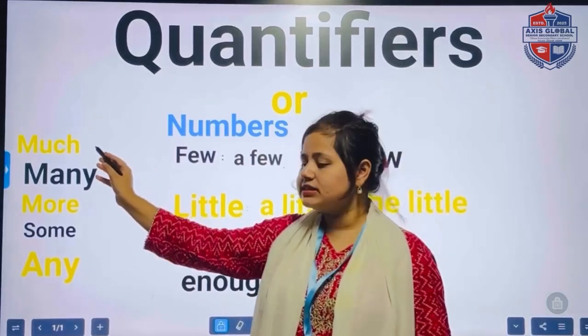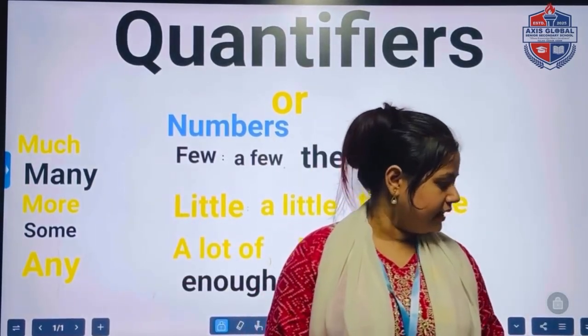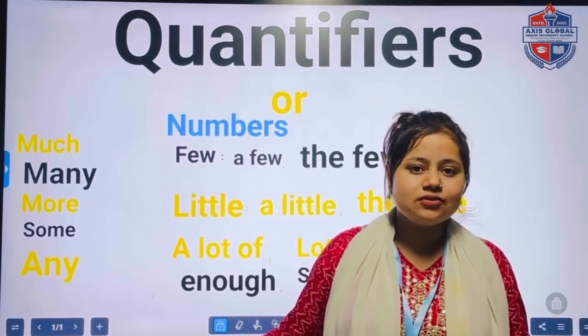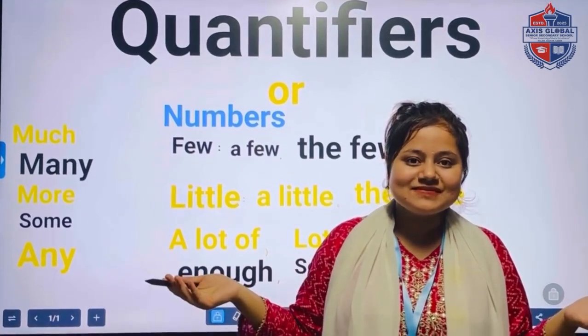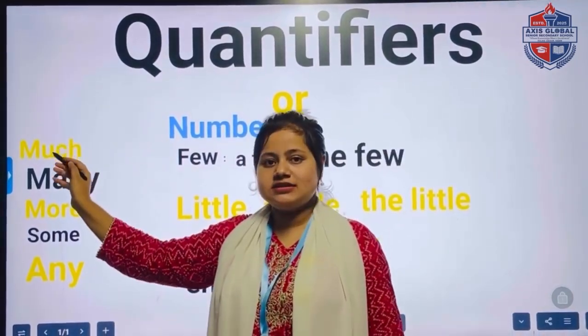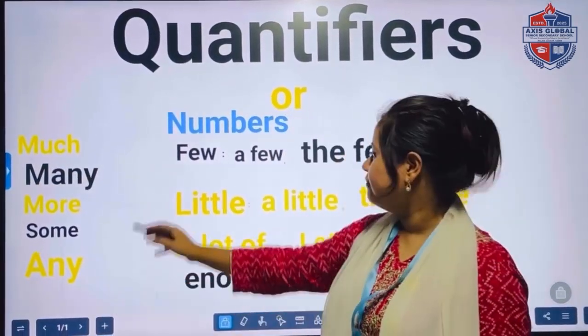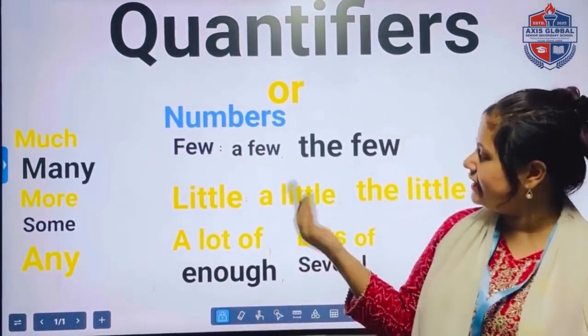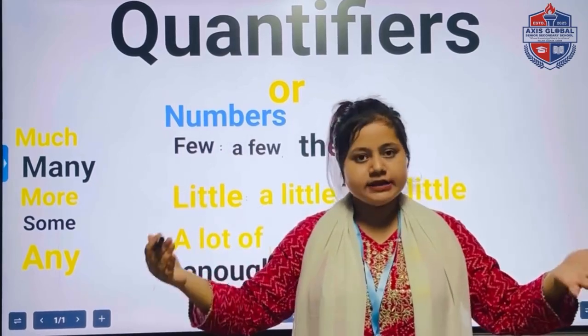And much, I can say there is much space in the room. Now if I ask you, how much space? Can you count them in numbers? No. So much is used before uncountable noun and many is used before countable noun. This is the difference. And meaning same है दोनों का. That means कहीं सारे और ज़्यादा.